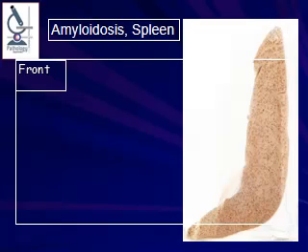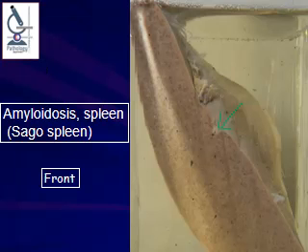Then we have amyloidosis in the spleen. This is also a part of the spleen, not the whole spleen, showing that the spleen is firm in consistency or rubbery in consistency. It has a smooth external surface. It has a mottled section showing these multiple spots that are semi-translucent and waxy in appearance. Here we can see the notch of the spleen to identify that this is a spleen.